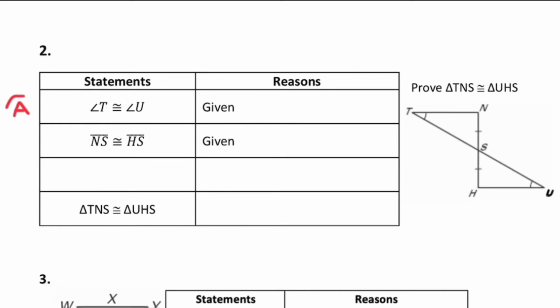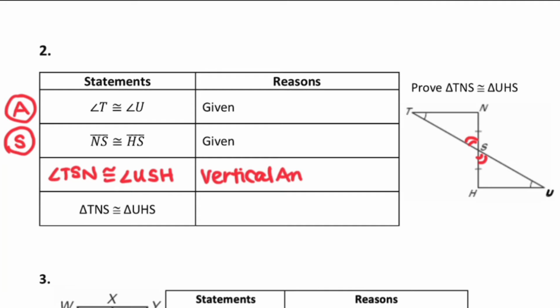On number 2, we started out with a pair of angles that was given congruent and a pair of sides that were congruent. And this was shaped like a bow tie, so hopefully you marked that those angles in the middle were congruent to each other, because they're vertical angles.